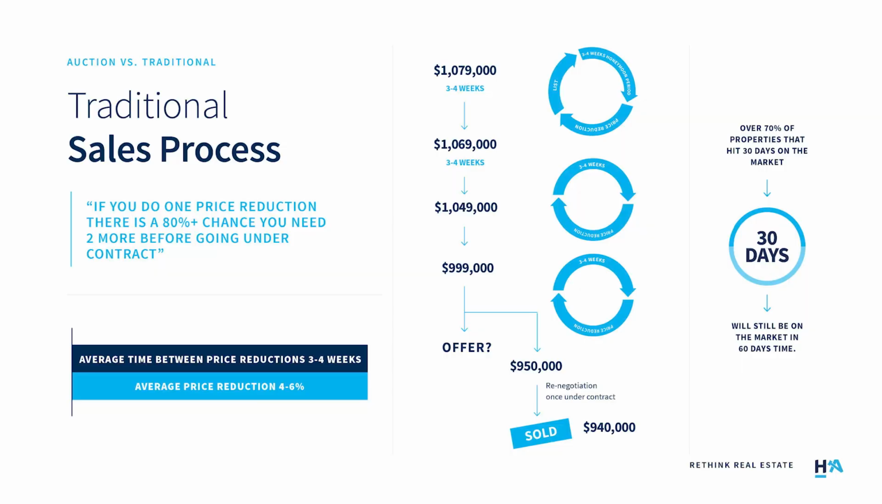So to reiterate, if your property hits 30 days on market in most of the major marketplaces in North America, there is over a 70% chance that it'll still be there in 60 days' time. If you do one price reduction, there is over an 80% likelihood that you need 2 more before that property goes into escrow or under contract. The average time that it takes for a price reduction is between 3 and 4 weeks. The average price reduction that is needed in order to get some level of uptick in activity is between 4 and 6%. All of a sudden, you've got days on market, and you've got a negotiating down from a price instead of one up.